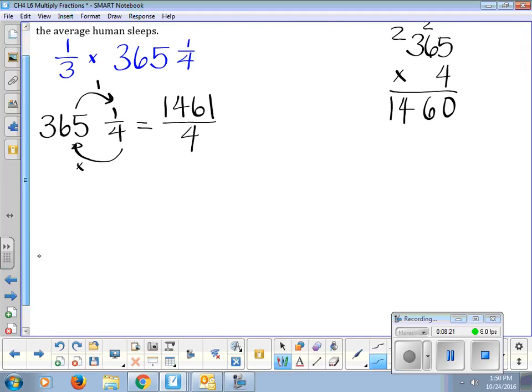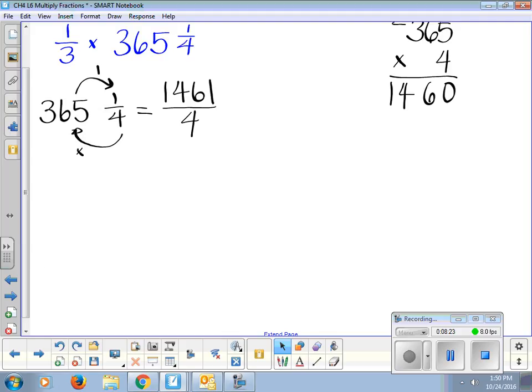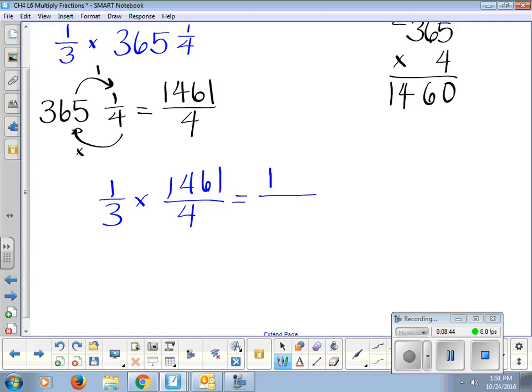Over 4. So we can rewrite our problem as 1/3 times 1,461 over 4. Multiply your numerators. 1 times 1,461 is 1,461, and what is 3 times 4? 12. Is this in simplest form?